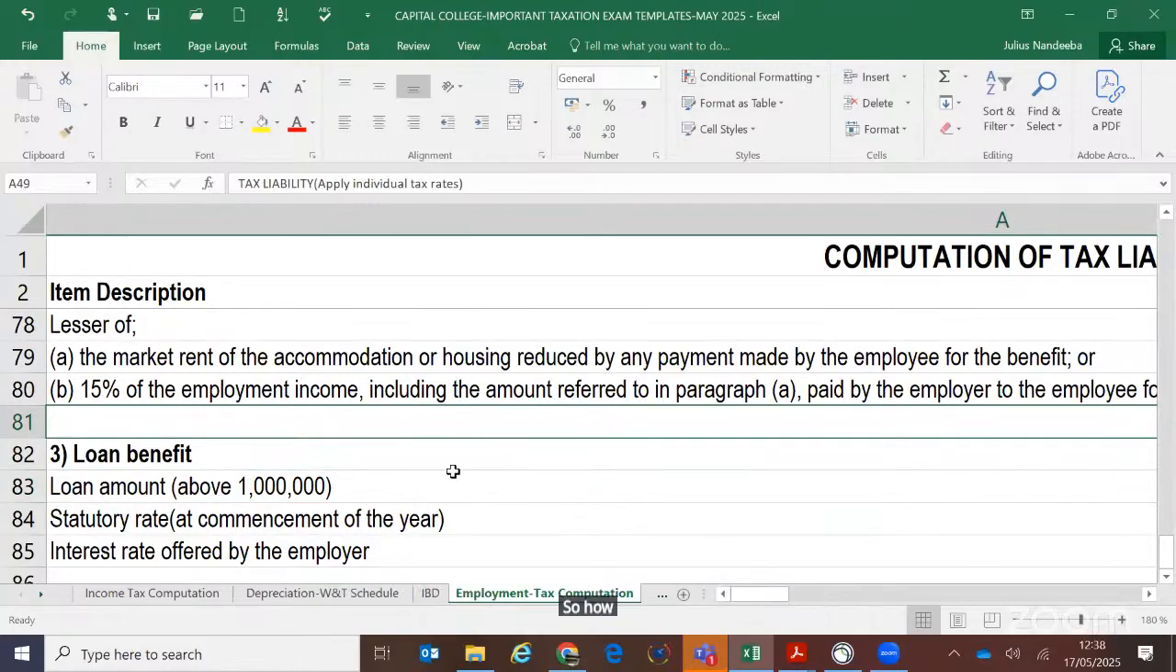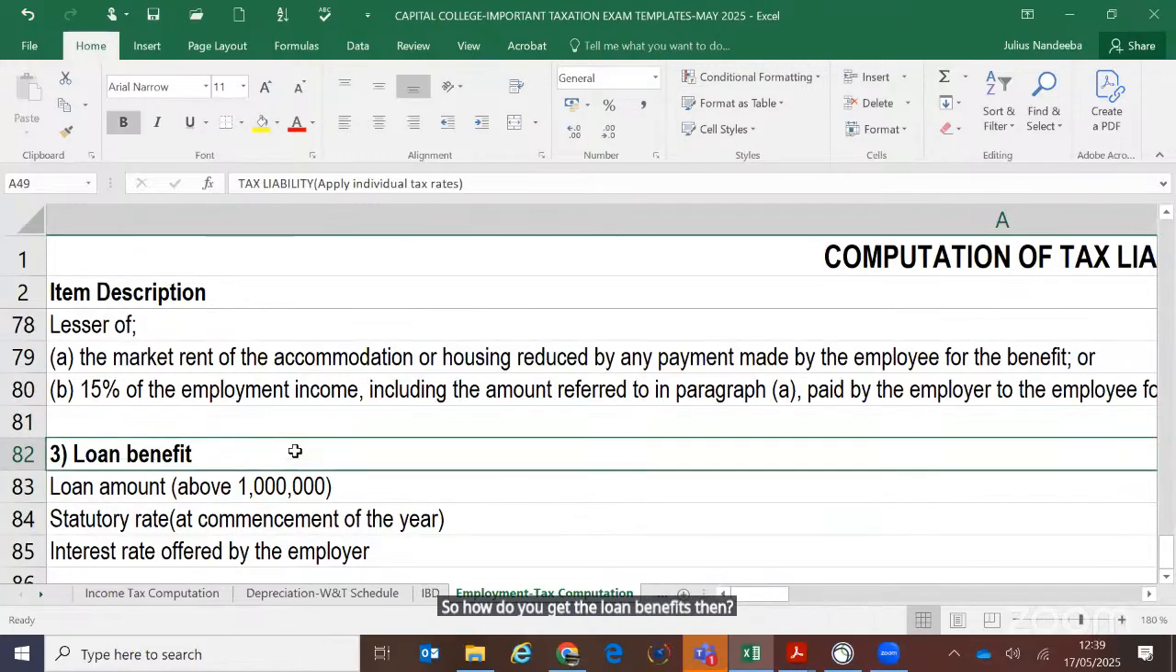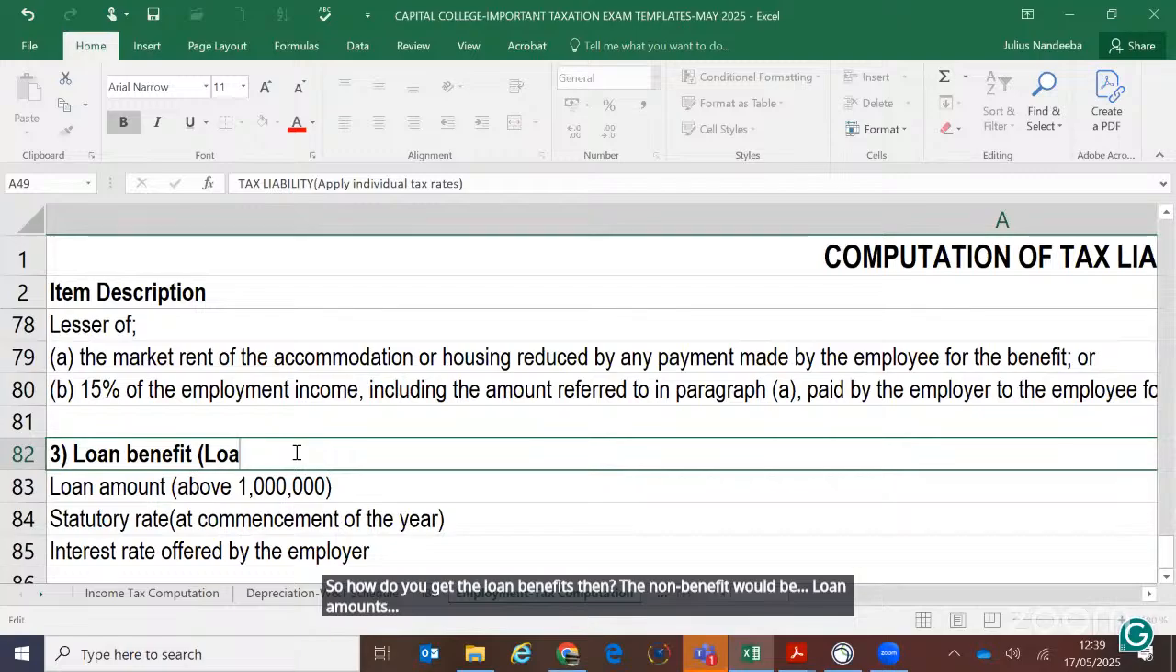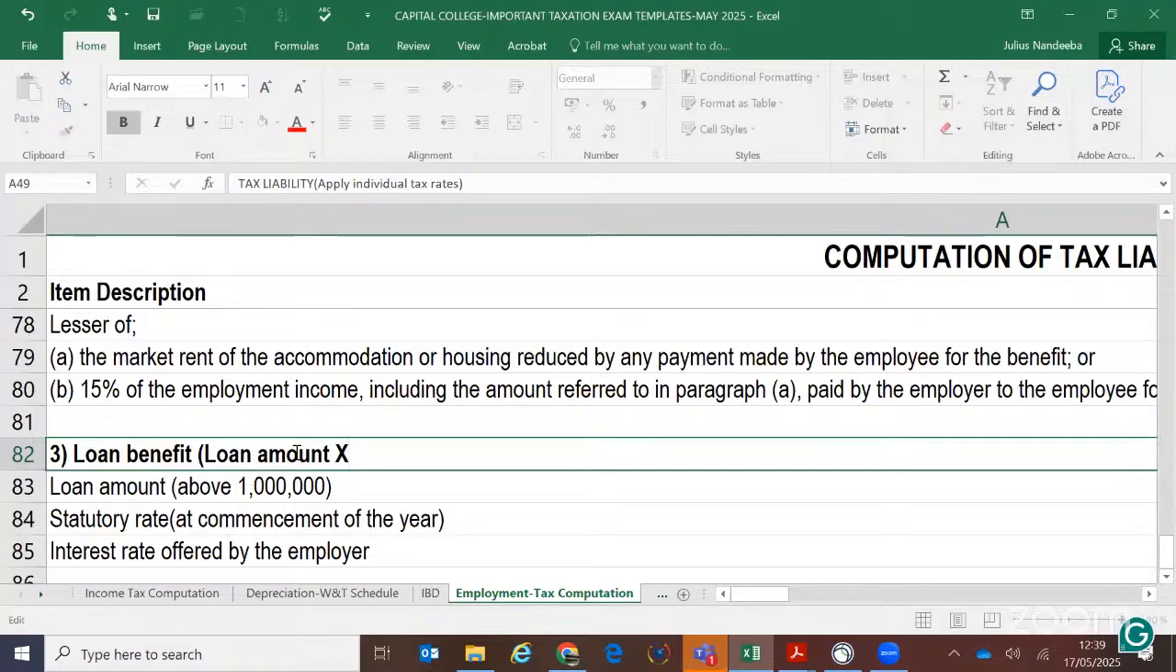So how do you get the loan benefit then? The loan benefit would be loan amount times, into brackets, the statutory rate minus the interest rate offered by the employer.